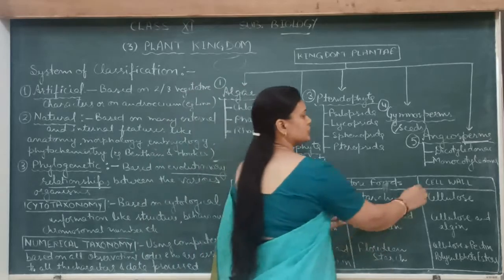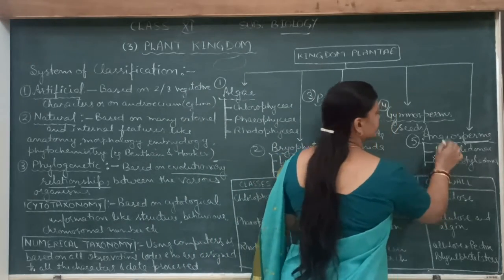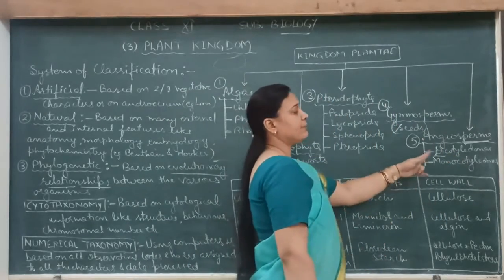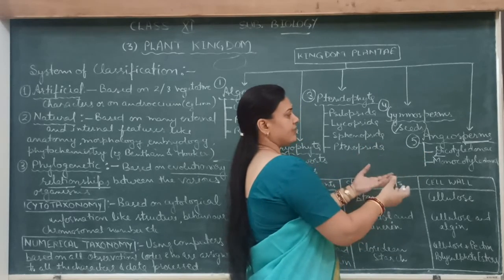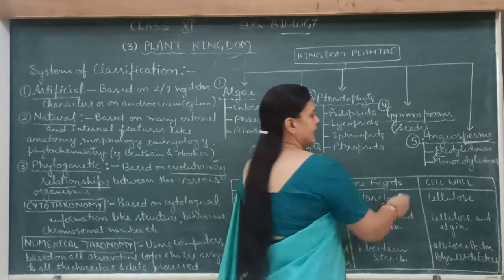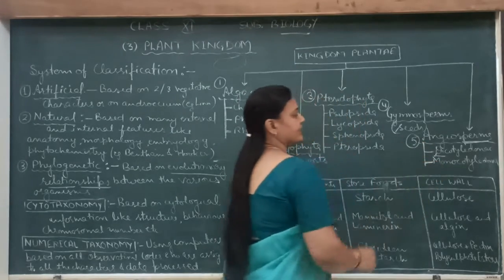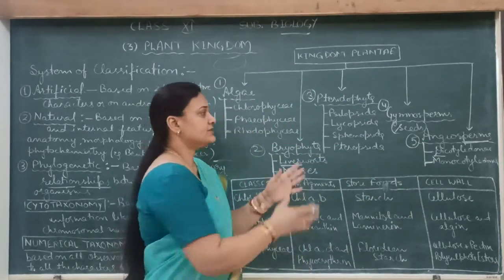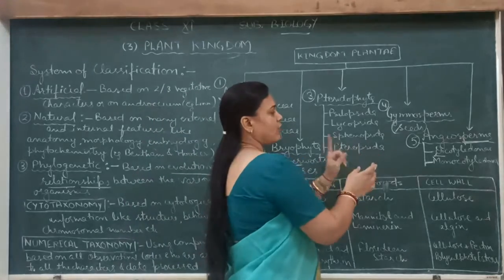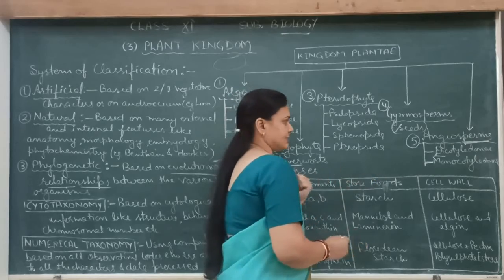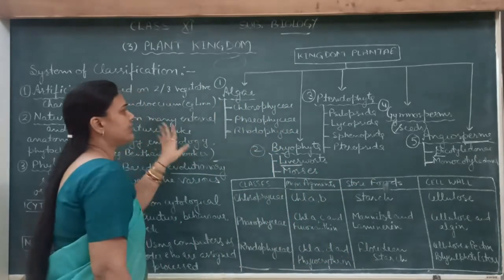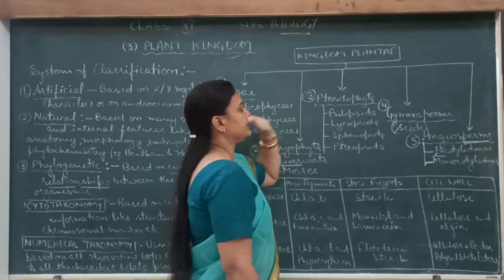Di means two. So in the seeds of dicotyledons, two cotyledons are present, like mango. If you break the seed of mango, you can find the two cotyledons. And monocotyledon is the other category. Mono means single. In the seed of a monocotyledon, only one cotyledon is present, like rice, wheat, etc. Now these are the 5 categories of the kingdom Plantae.